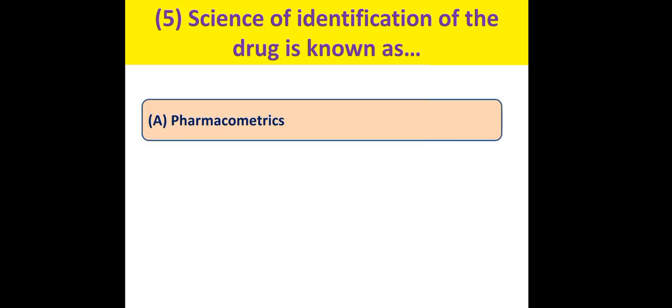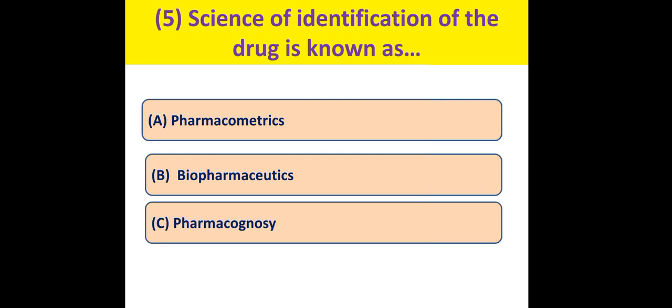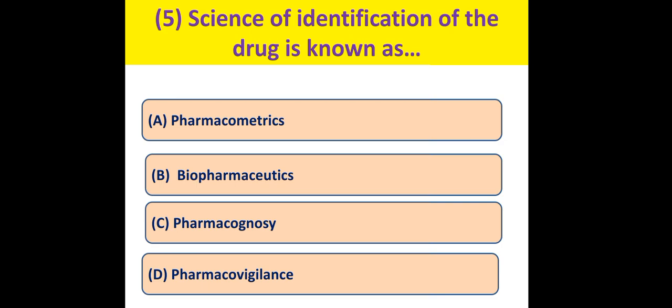Question 5. Science of identification of the drug is known as pharmacometrics. No. Biopharmaceutics, it is about the formulation of the drug. Pharmacognosy, yes. And pharmacovigilance, it is about the reporting of adverse drug reactions. So the correct answer is pharmacognosy.